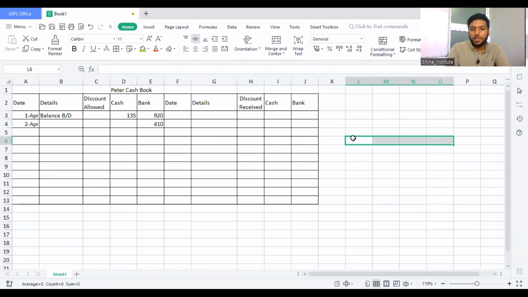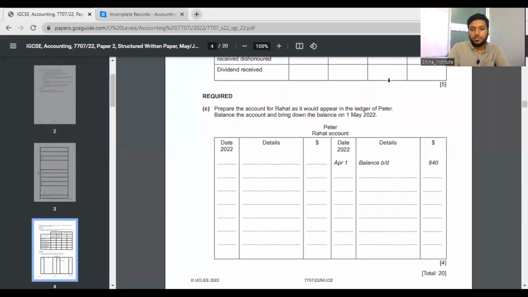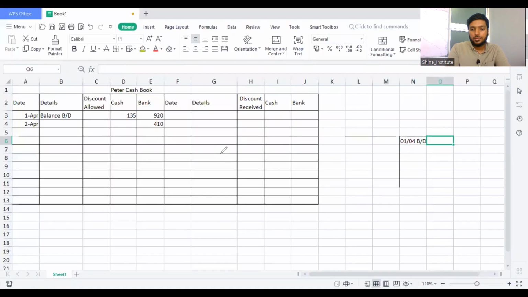So I'll put here Rahat account. Rahat has a credit balance brought down. We should be concerned about the date as well. What is the date Rahat is having a balance? April 1st, brought down 840. So I'll write that as well: 1st April, brought down 840.